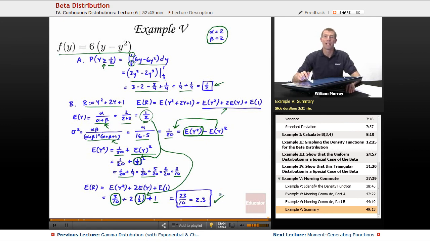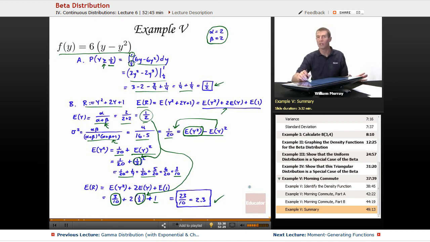So that wraps up this lecture on the beta distribution. This was the last of the continuous distributions. We've worked through the uniform distribution, the normal distribution, and the gamma distribution. The gamma, of course, includes the exponential and the chi-square distribution. So we had one big lecture on all of those, and now finally we've got the beta distribution. So you're supposed to be an expert now on the continuous distributions.